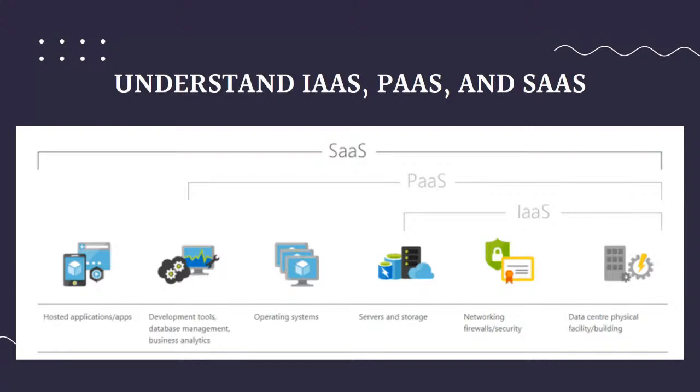Our IaaS, infrastructure as a service, includes servers and storage, the networks, firewalls and security, and the data center physical facility building. Here, all the data and control is within your hardware devices, like on-premises devices. But the virtual machines and the server are at a remote place, in the cloud.